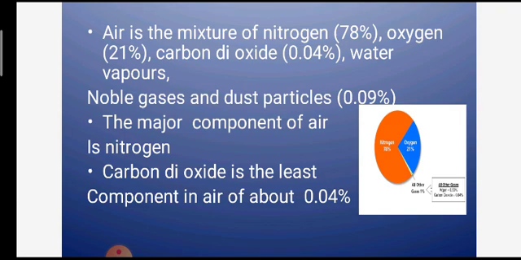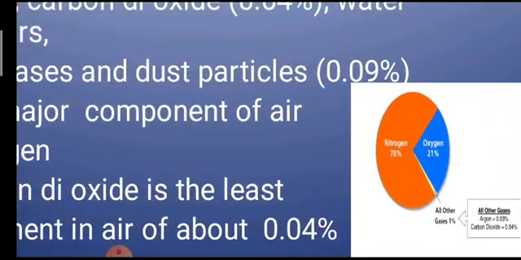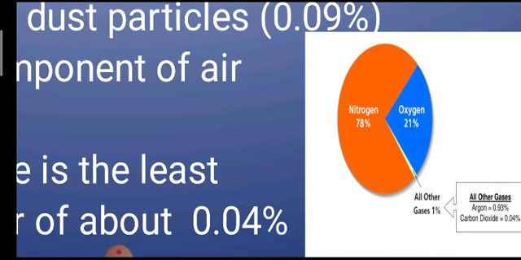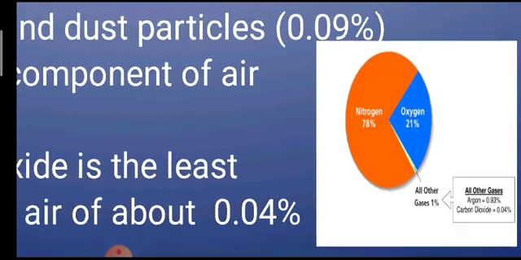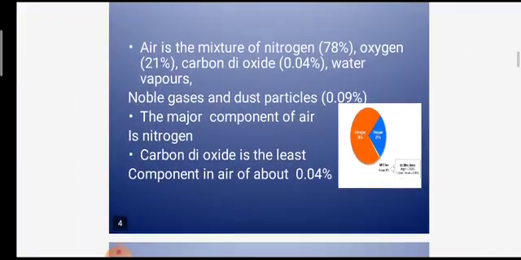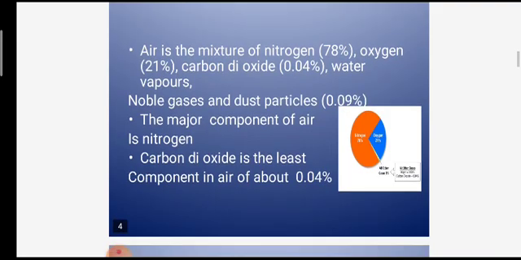Air is a mixture of nitrogen, oxygen, carbon dioxide, water vapors, noble gases, and dust particles. In this figure you can see 78 percent nitrogen, 21 percent oxygen, and other gases about 1%, in which noble gases are 0.93% and carbon dioxide is 0.04 percent. These are the components of air.